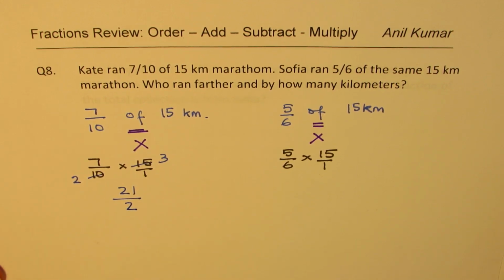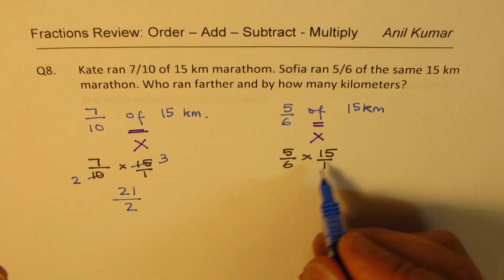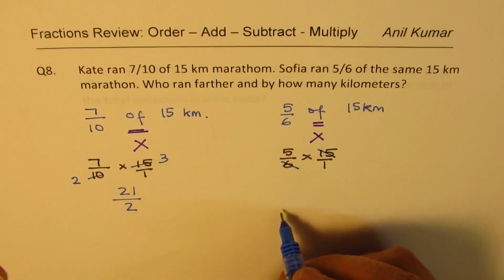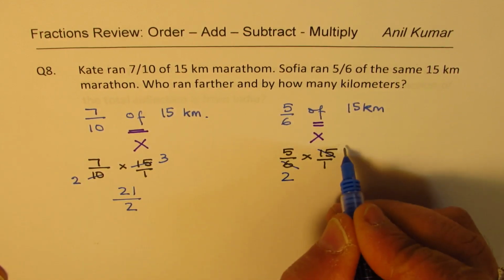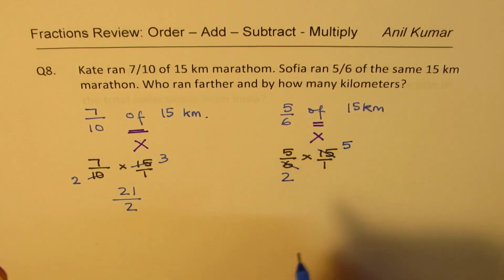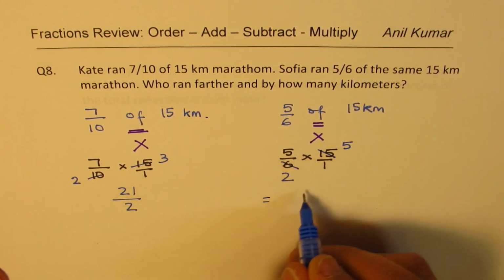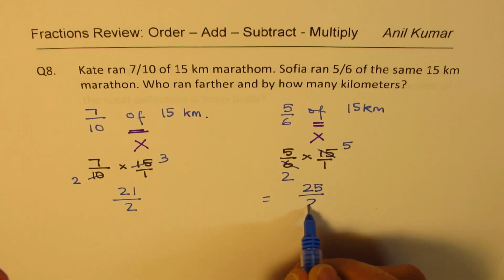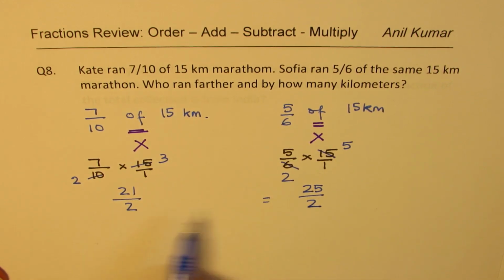So that is what we get here. In this case, can we simplify? Yes, we can. We can divide both of them by 3. So we get 3 times 2, 6, and 3 times 5 as 15. So when we multiply, 5 times 5 is 25, and we get 2 here. So we get these two numbers.